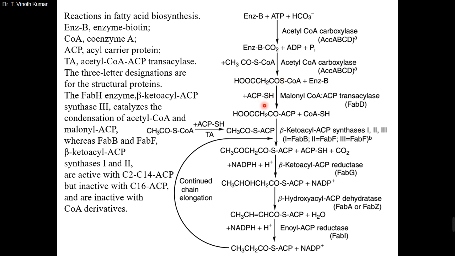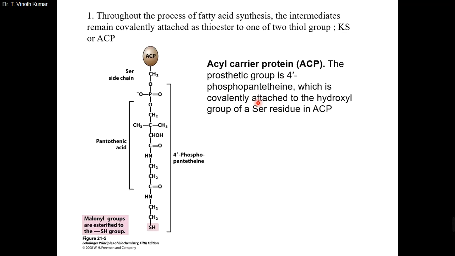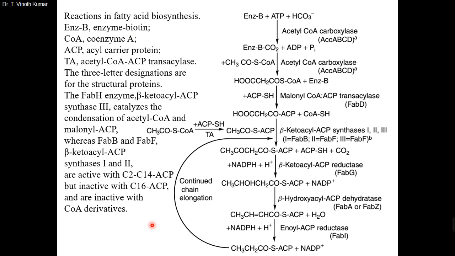And this ACP-SH, as I told, ACP is acyl carrier protein, and the SH group is very important for the attachment. You can see here ACP-SH is denoted. The name of the enzyme is malonyl CoA ACP transacylase. So the acyl moiety attached with coenzyme A is going to be transferred to ACP. That means the coenzyme A is removed, and this malonyl moiety is going to be attached with ACP.